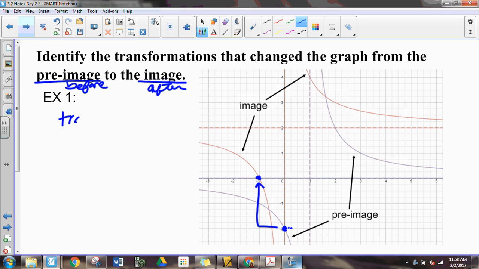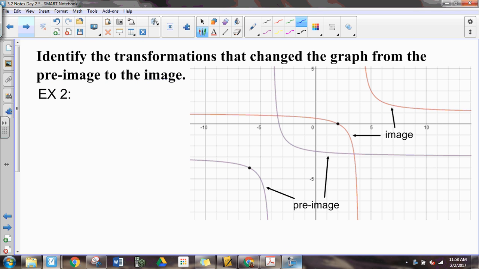So I will write translate left 1 up 2. And that is all you have to do for those to describe the transformations between the pre-image and the image. Okay, let's try another one. The pre-image is the blue, the image is the red. We need to describe our transformations that moved this point to this point.